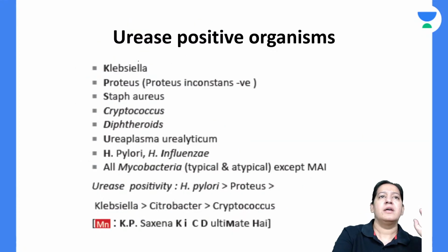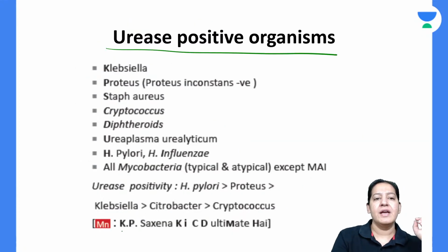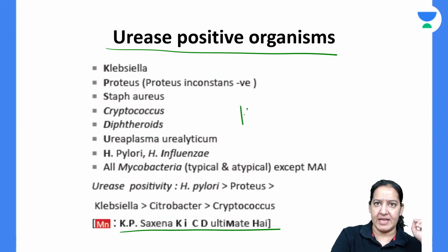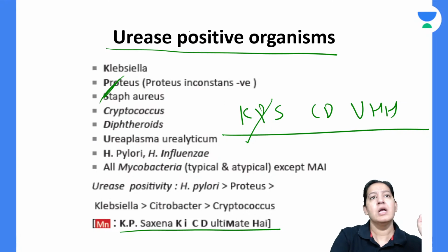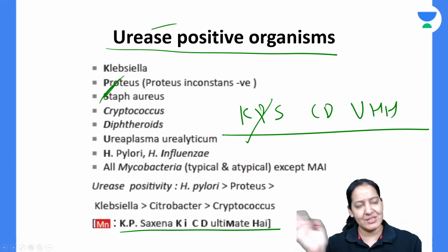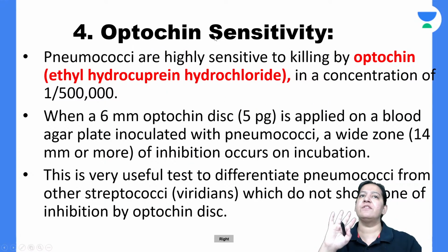And the third, urease positive organisms: KP succina CD ultimate hai. You know the full form. In this also we have a P, but this P is Proteus. It is not Pneumococcus. So it is urease negative. So it is oxidase negative, catalase negative, urease negative.